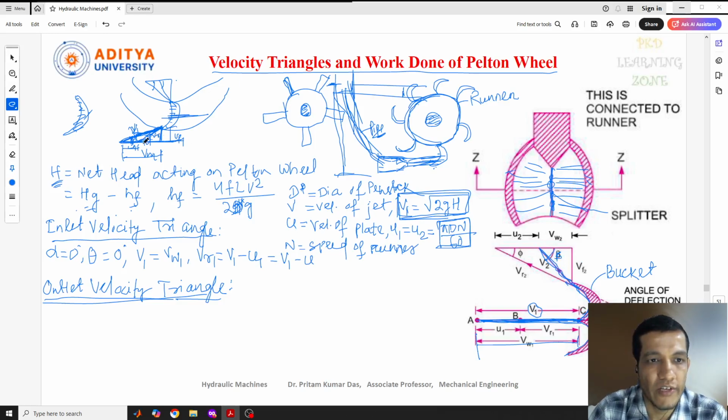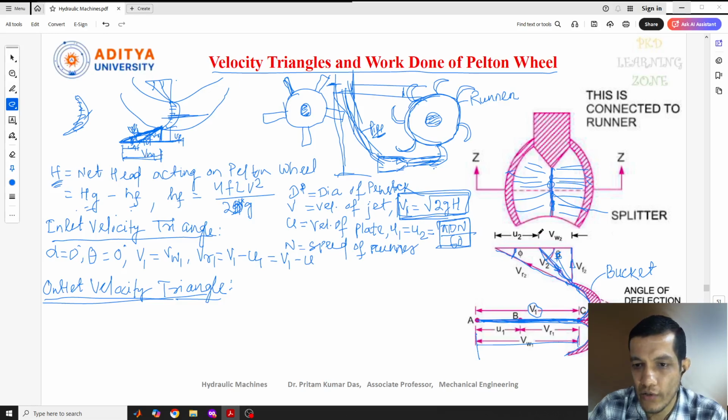Similarly, the relative velocity makes an angle theta at the inlet condition, and at the outlet condition it makes phi. This is the relative velocity. So this is our Vf2, the direction will be like this, and this is V2, the direction is like this, and here the V1. What is the component of V1? Here we get VW1 cos alpha.